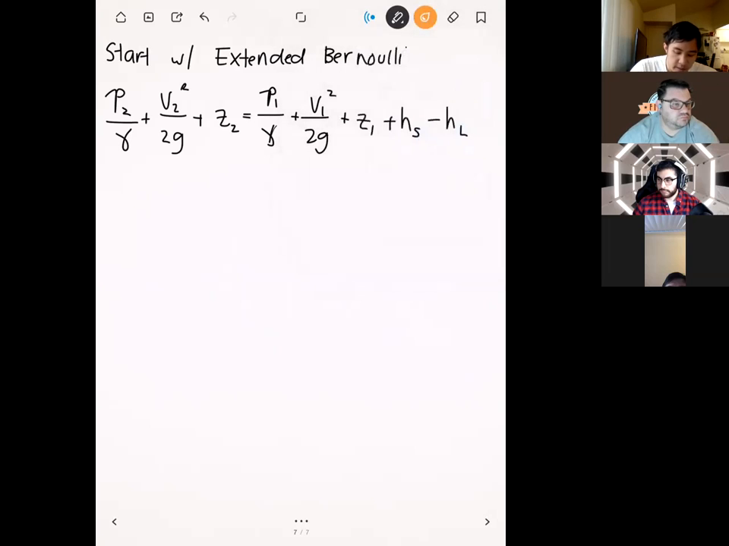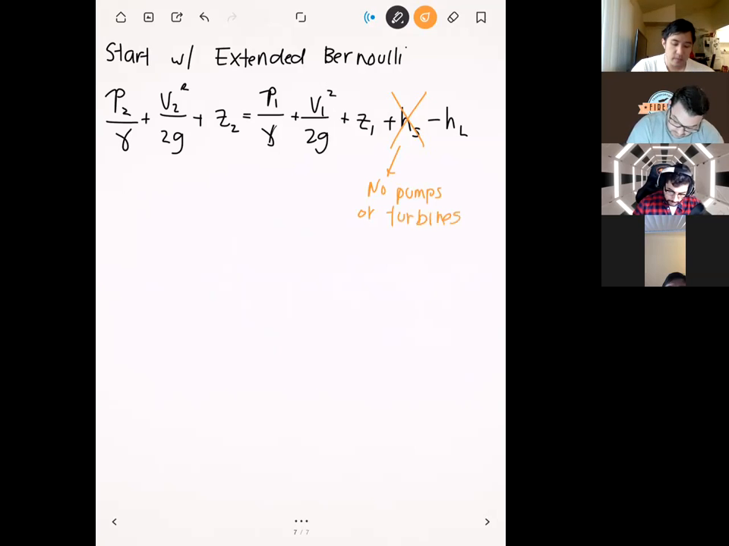Let's simplify some of the terms a little bit. The first thing that we'll cancel out is HS. Because remember, HS represents any kind of work that we're inputting or extracting from pumps or turbines. We have no pumps and no turbines here, so this is going to be 0. Next, let's take a look at the velocity terms.